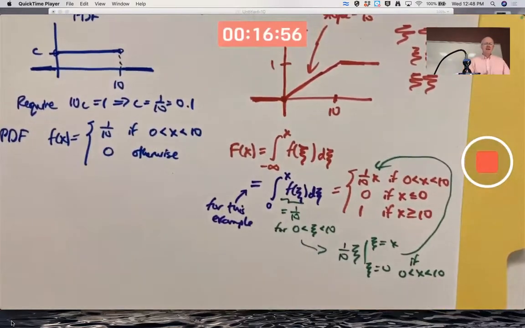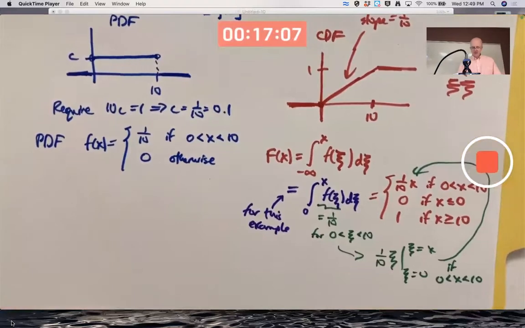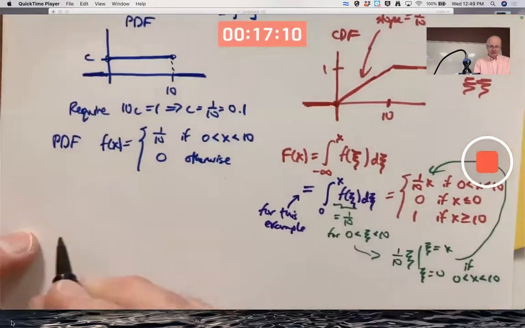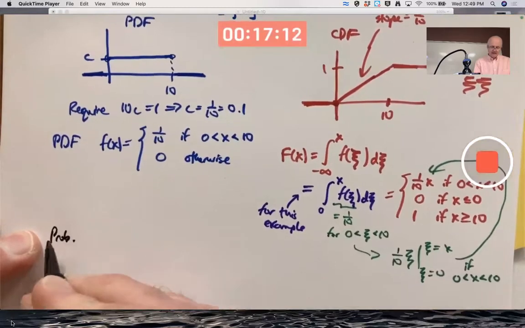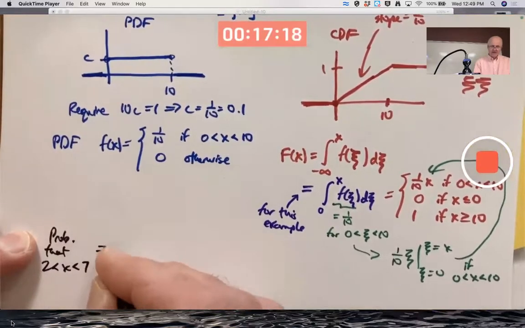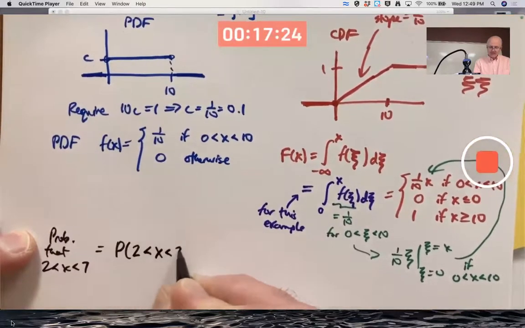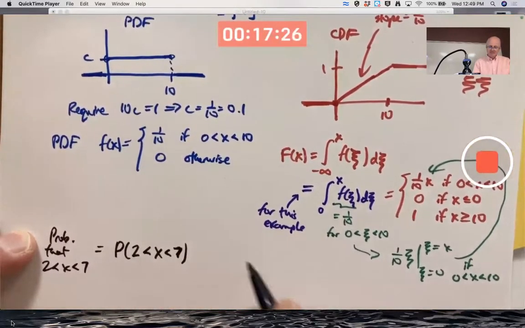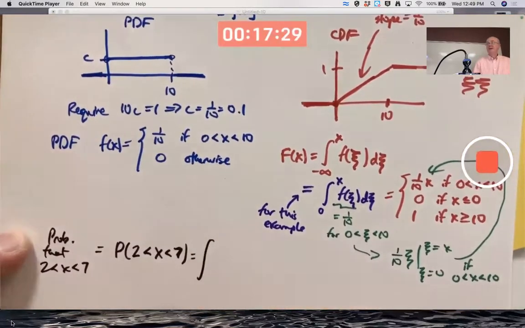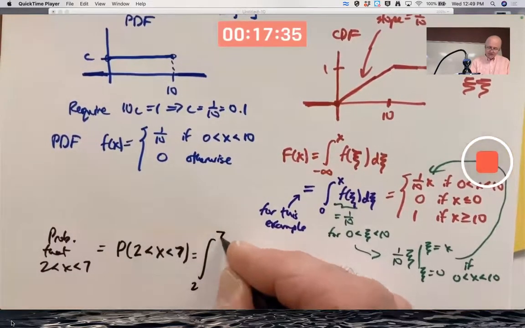What's the purpose of all this? There's a multitude of purposes. One purpose is to find probabilities or percentages of the population in certain ranges. So for example, I could find the probability that x is between, for example, 2 and 7, symbolically often written like this, P of x being between 2 and 7, P standing for probability. You could also interpret it as percentage. It's the integral of the PDF from 2 to 7.